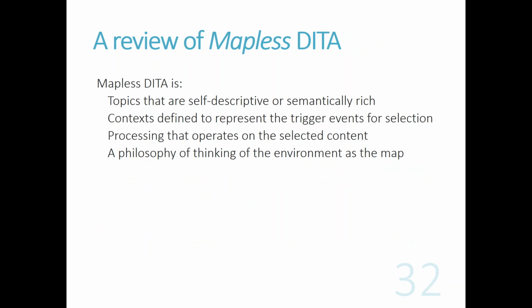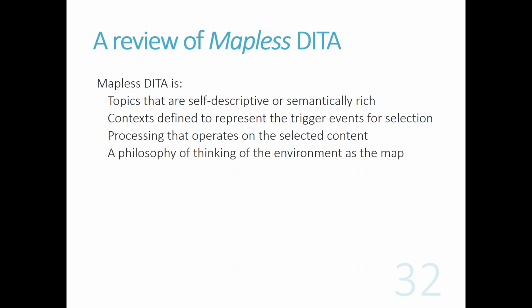So finally, reviewing Mapless Data, its use of topics that are self-descriptive or semantically rich, its contexts that are defined to trigger the events that a reader may have for selection, and its processing that operates on that selected content. And then finally, it's a philosophy of thinking about the environment itself as the map that provides these conditions for the reader.